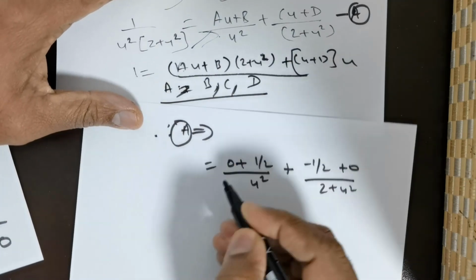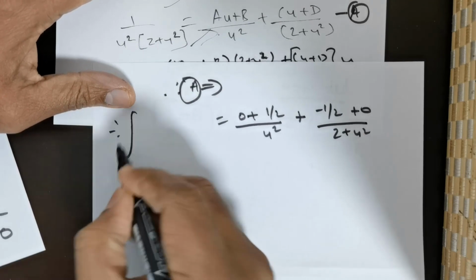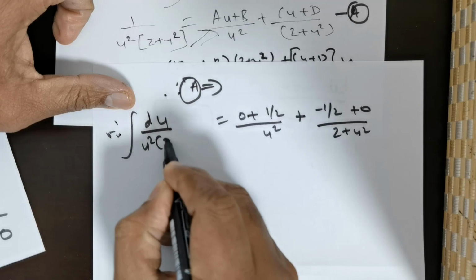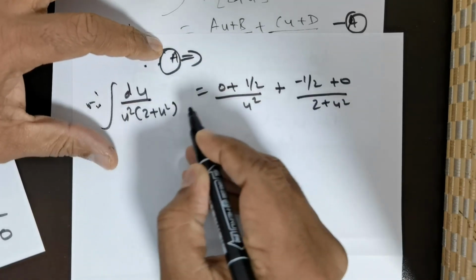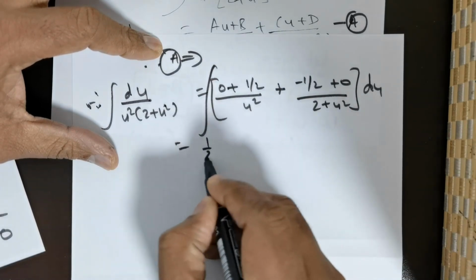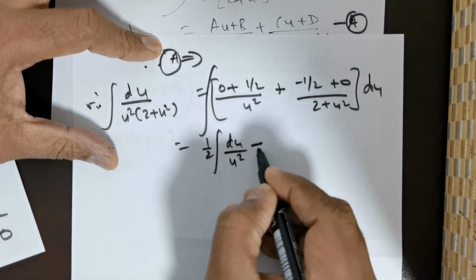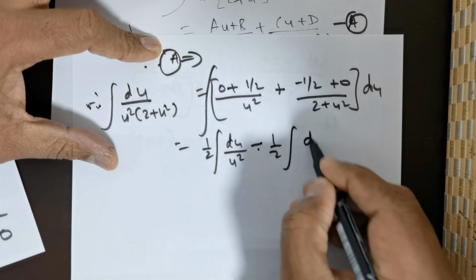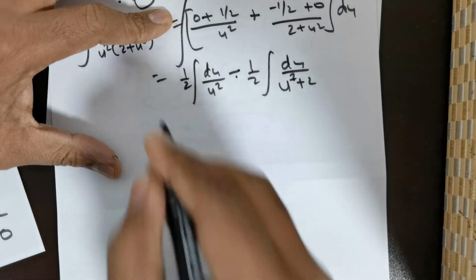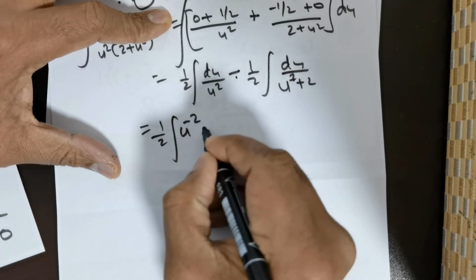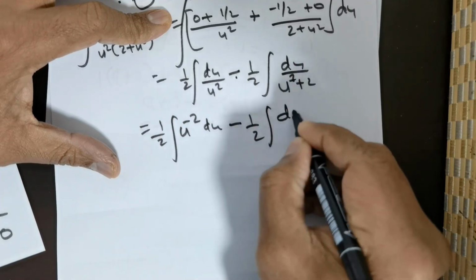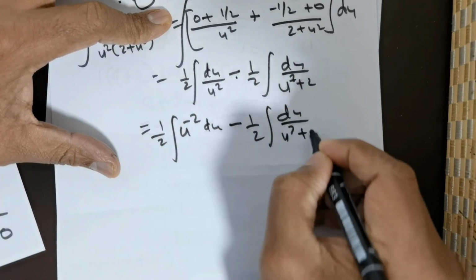Okay, so we need to integrate this. So therefore the integral of du divided by u squared times 2 plus u squared is this, right, times du. So this is going to be equal to 1 over 2 times integral du divided by u squared, negative 1 over 2 times du divided by u squared plus 2. So this is rewritten as 1 over 2 times u raised to the power of negative 2 times du, negative 1 over 2 and integral du over u squared plus 2.